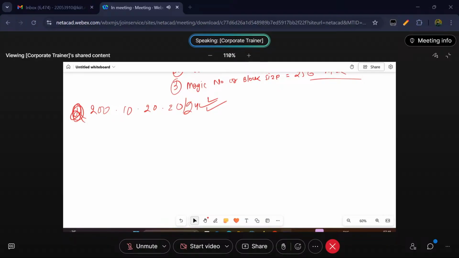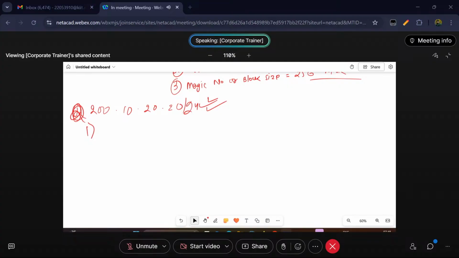So first of all, what do I have to calculate? I have to calculate the network address. The first step is to calculate this network address. So how do we calculate the network address? We are doing classful IP addressing, right? So in this case, what will be the network ID from the given IP? First of all, you have to find the network ID.